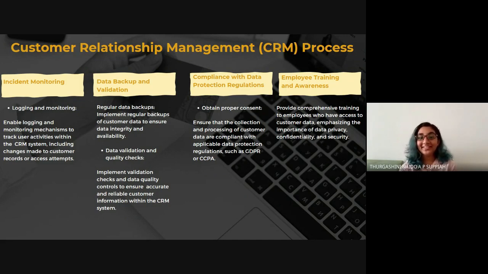For compliance with data protection regulations, we have to obtain proper consent. Basically, we have to ensure that the collection and processing of customer data are compliant with applicable data protection regulations. And the last is employee training and awareness, where we will provide comprehensive training to employees who have access to customer data, and so on.